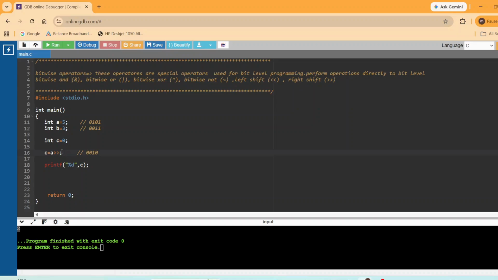A right shift 2. So what will happen? It will remove the right bit, and we can add 0 here. Then we will get 1. Okay, so these are the bitwise operators.